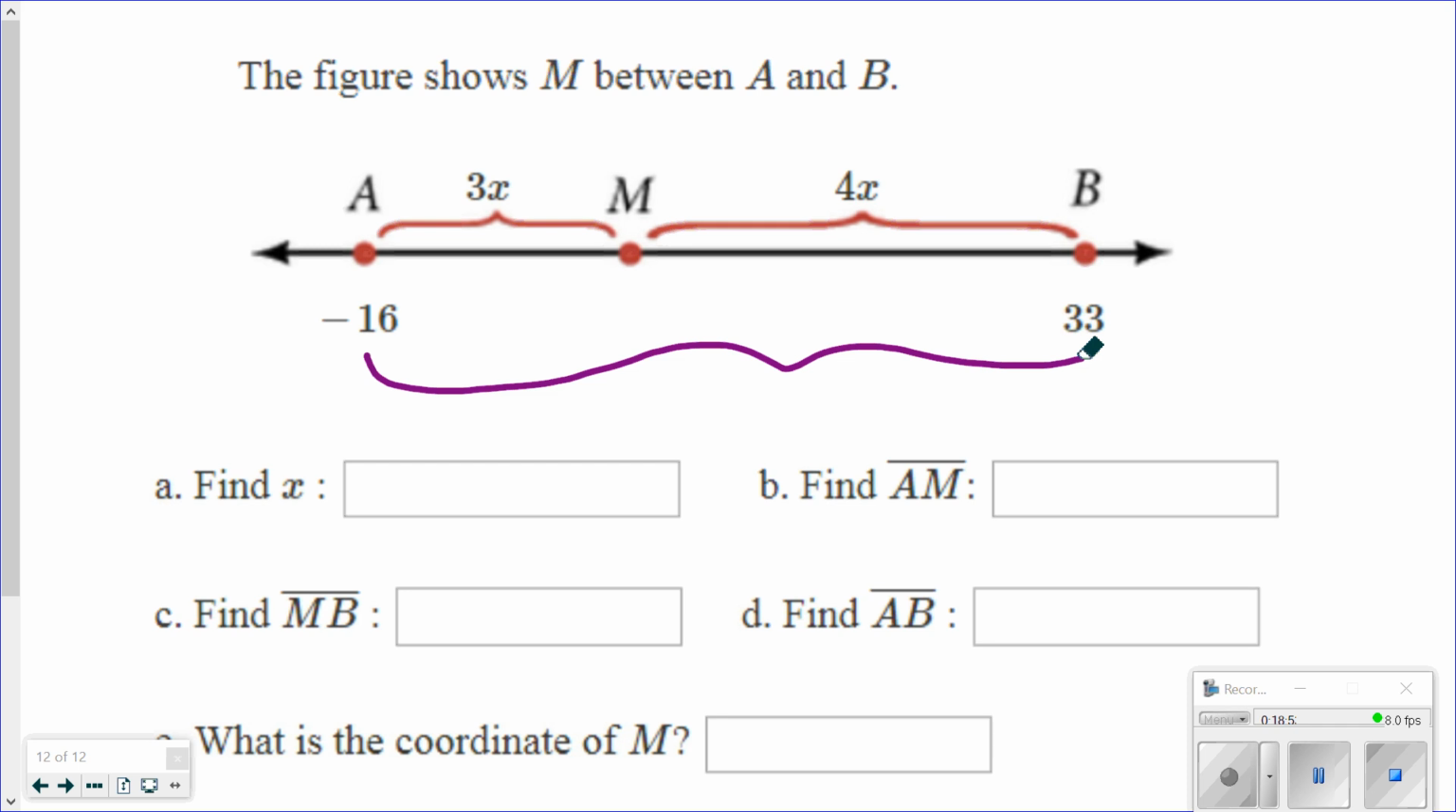All right, so I want you to think about a coordinate grid. So we have our negative numbers, we have 0, and then all of our positive numbers. So if I start at -16, and I move over to the right to try to get to 0, how many spaces did I just move over? A positive 16. So now if I'm at 0, and I need to go to 33, how many spaces am I going to move over? 33. So I need to add 16 and 33 together. That gives me 49. So my distance on a coordinate grid from A to B is 49. All right, so that's going to be the beginning of this problem.